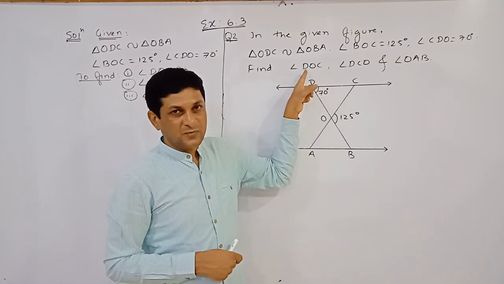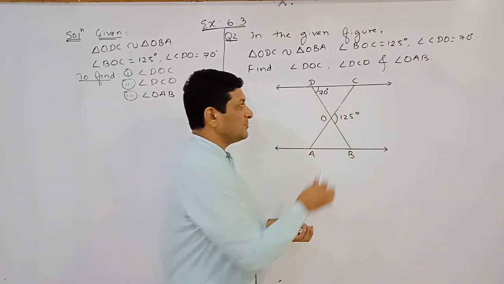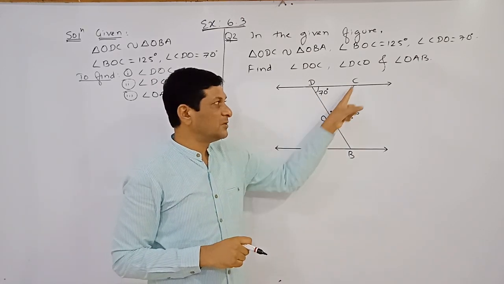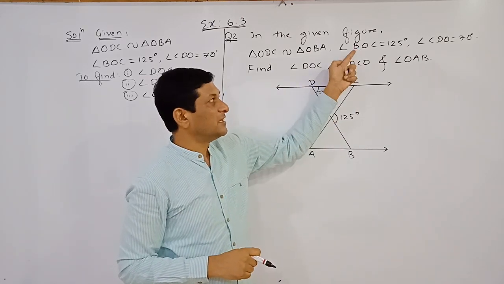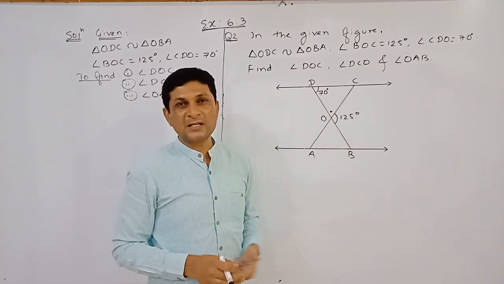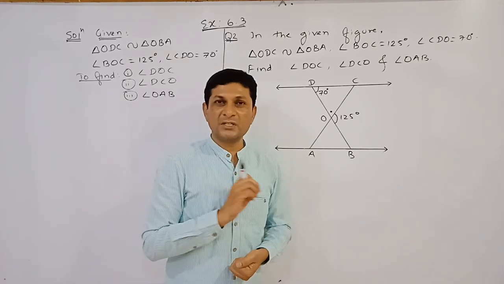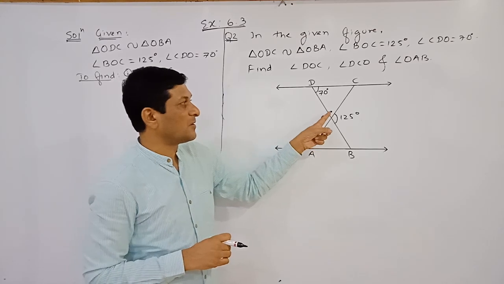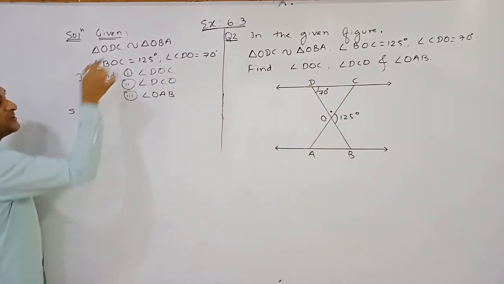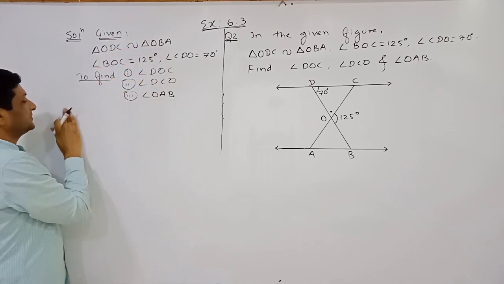So first let us try to find angle DOC. If you observe here, this angle DOC and the given angle BOC form a linear pair, and we know that if two angles are a linear pair, their sum will be 180. Using this condition, first we are trying to find angle DOC.